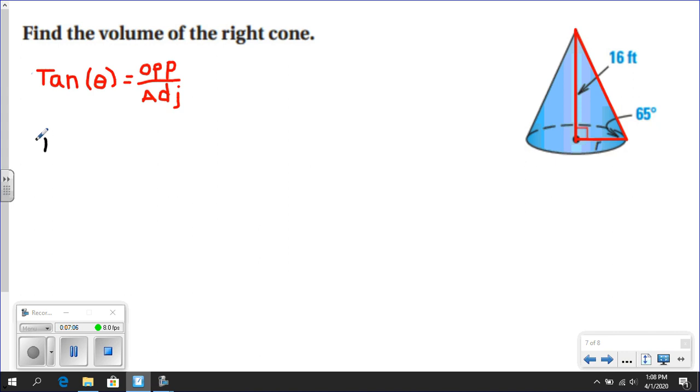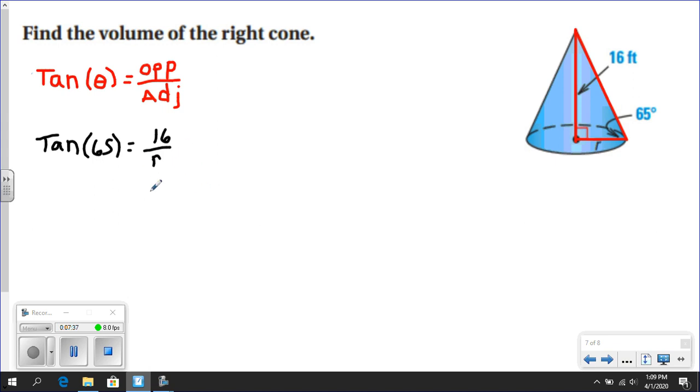So tan theta, where theta is the angle measure, which in this case is 65, is equal to opposite. The opposite side of the angle is 16, divided by the adjacent side, which in this case is r. We need to solve for r.